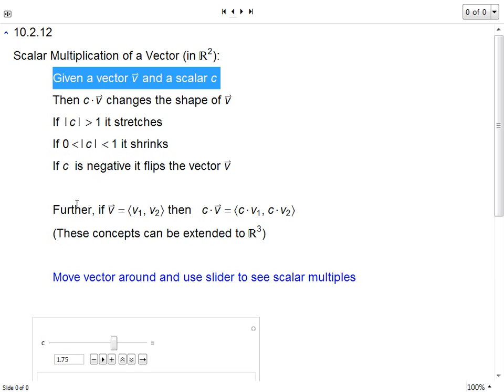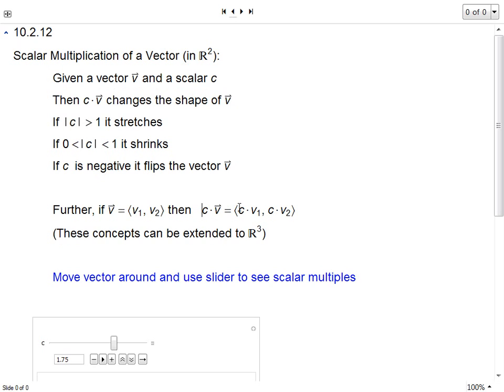Further, if v is equal to v1, v2, then c times v is, what is this? What does this mean? What do you do with that c? You just multiply it to each component. That's all it is. It's almost like distribution, but it's really not.